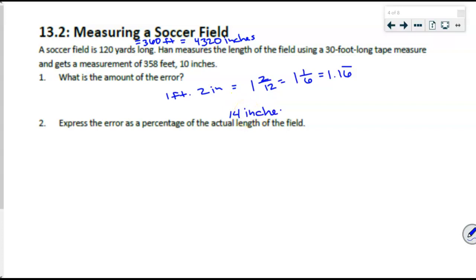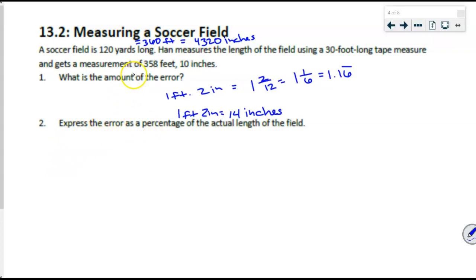Even if you didn't catch that, when it's time to compare, we need to make sure that our units are the same. So what is the amount of error? 1 foot 2 inches, which is equal to 14 inches. Part 2 says we need to express this error. Oh, let's back up though.